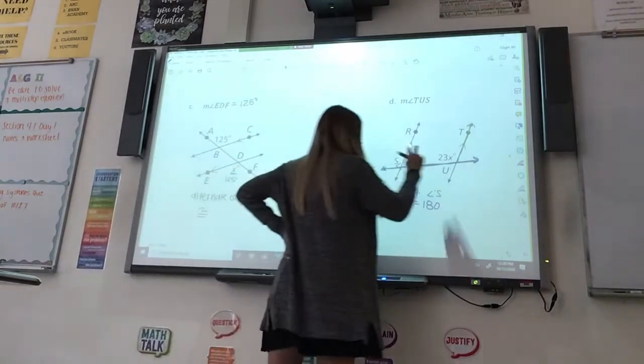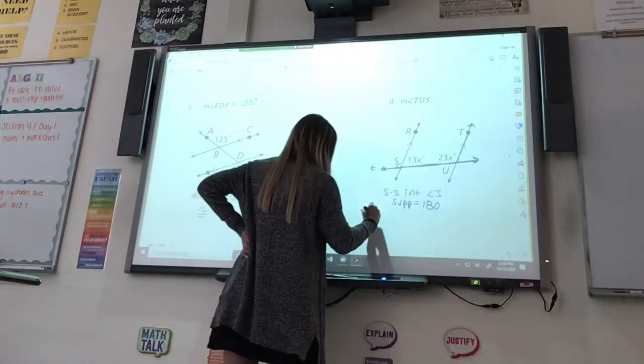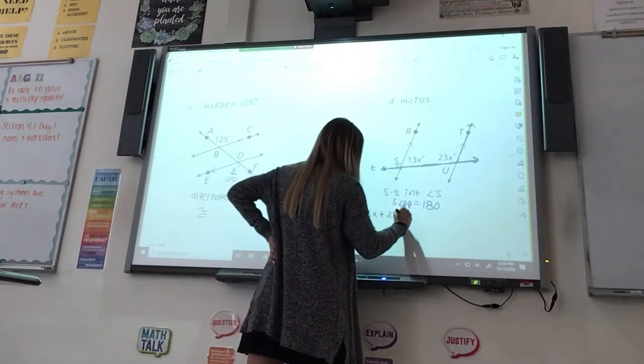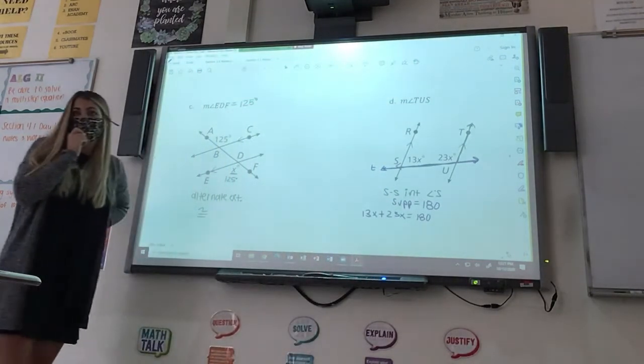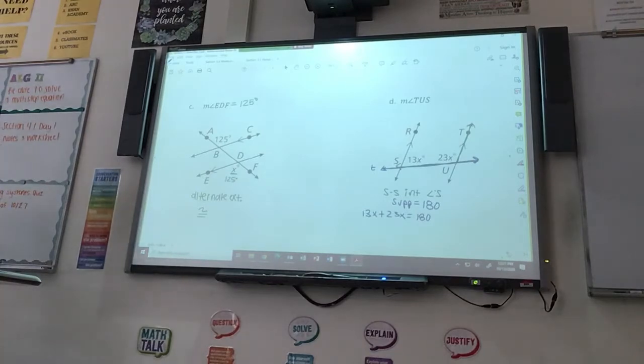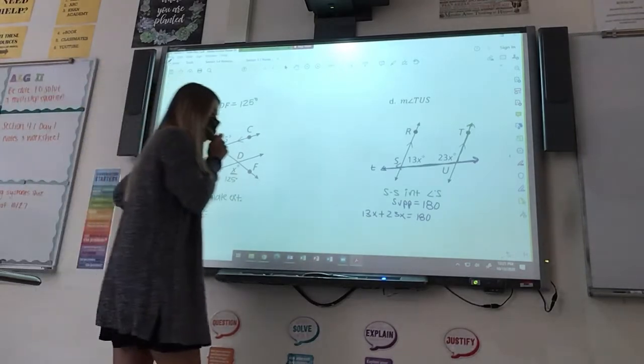Oh, that makes sense. So here are my two angles. I have to add them together and set it equal to 180, because they're supplementary to each other. So your only options in these problems: either you're setting your two angles equal to each other, or you're adding them together and setting it equal to 180. That's the only two options you have.